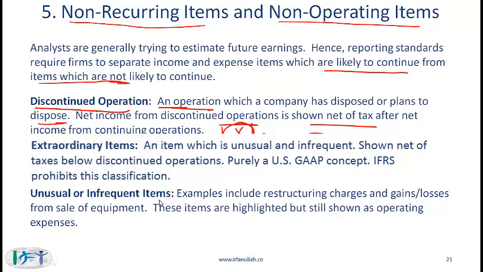Unusual or infrequent items, this term is also used in US GAAP, and examples of items which are unusual or infrequent include restructuring charges, gains and losses from sale of equipment, and so on. These items are highlighted as being unusual or infrequent but are still shown as operating expenses.